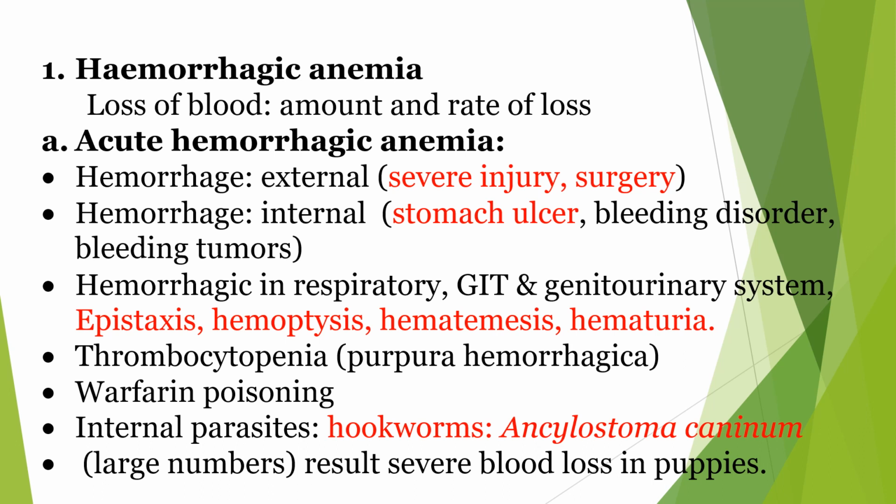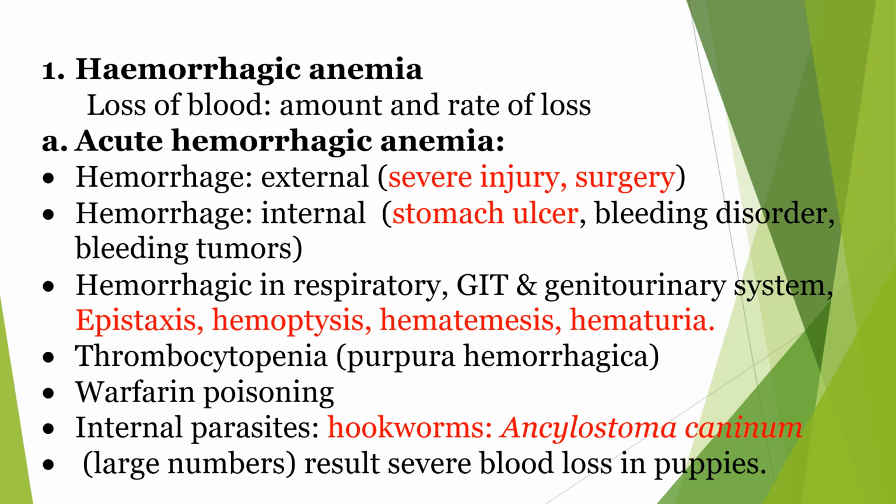The less common cause is thrombocytopenia. The disease is called purpura hemorrhagica. It is not commonly occurring. Warfarin poisoning is also sometimes common when the dog accidentally takes rodenticides. Another cause is internal parasites, and among internal parasites, the very common one is hookworms.